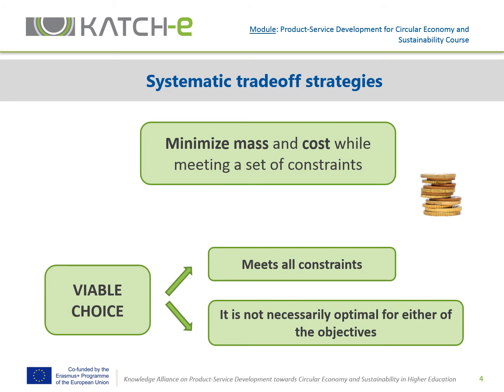Systematic trade-off strategies. Systematic trade-off deals with the choice of materials to minimize mass and cost while meeting a set of constraints, such as a required strength or durability in a certain environment, and also its final cost. It's important to keep in mind that a viable choice is the one which meets all the constraints but is not necessarily optimal for either of the objectives.